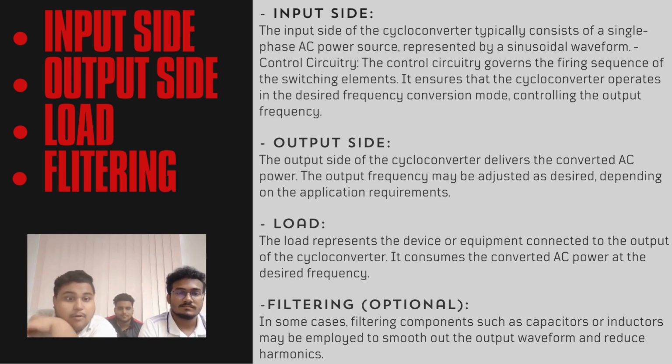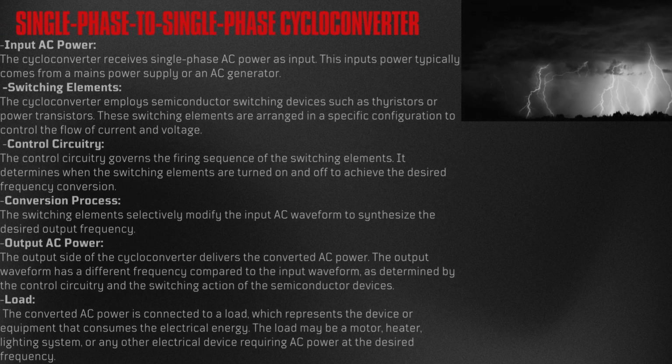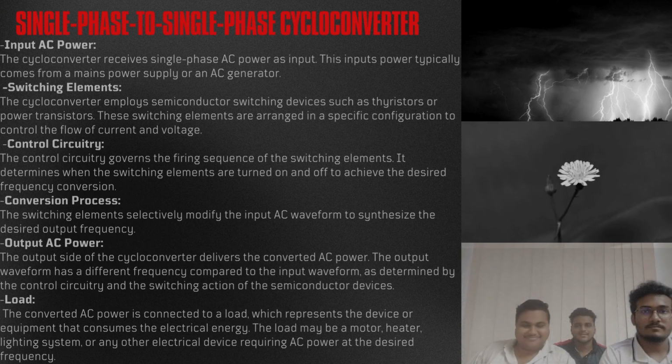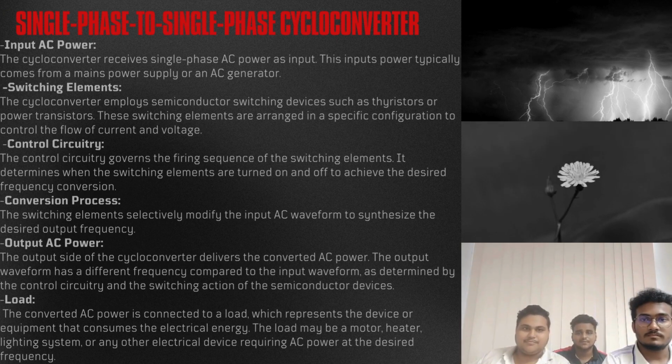Next, output side. The output side of the cycloconverter delivers the converted AC power. The output frequency may be adjusted as desired depending on the application requirements. Load. The load represents the device or equipment connected to the output of the cycloconverter. It consumes the converted AC power at the desired frequency. Last and final, filtering, which is optional. In some cases, filtering components such as capacitors or inductors may be employed to smooth out the output waveform and reduce harmonics.